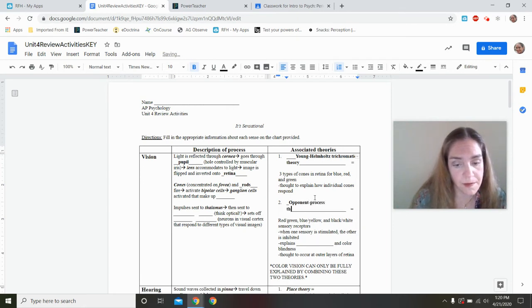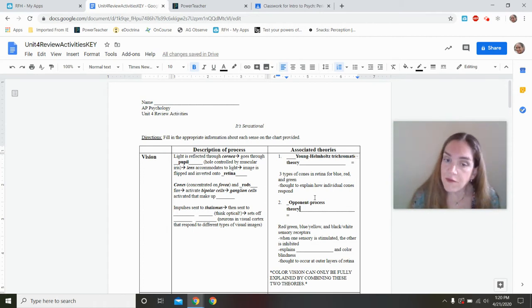process theory. Okay, so again, I've written it down here, the red-green, blue-yellow, and black-white sensory receptors in the bipolar cells. When one sensory receptor is stimulated, the other is inhibited, and it says it explains blank and color blindness. Well, I just said what it explains. It explains afterimages and color blindness. Okay, so when someone is colorblind, the most common type is red-green color blindness, and they see everything in kind of this muted, tan, mauve type of way, and that's because of a deficiency within the bipolar cells.